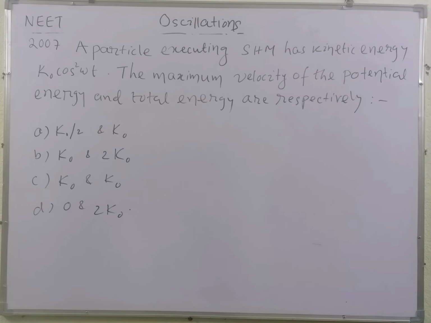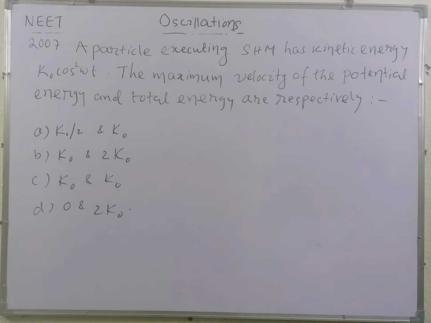Students, this question was asked in the year 2007 in the NEET exam from the chapter Oscillations. A particle executing simple harmonic motion has kinetic energy K0 cos square omega t. The maximum values of the velocity, the potential energy and the total energy are, respectively.